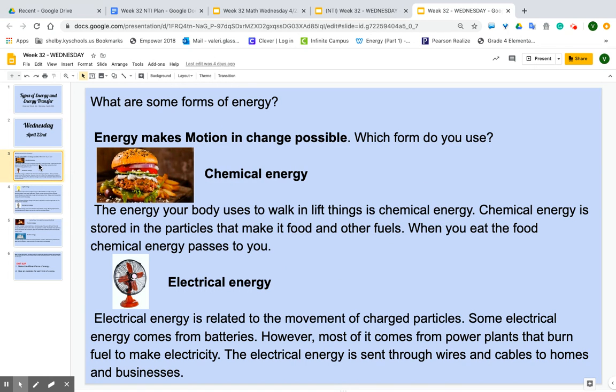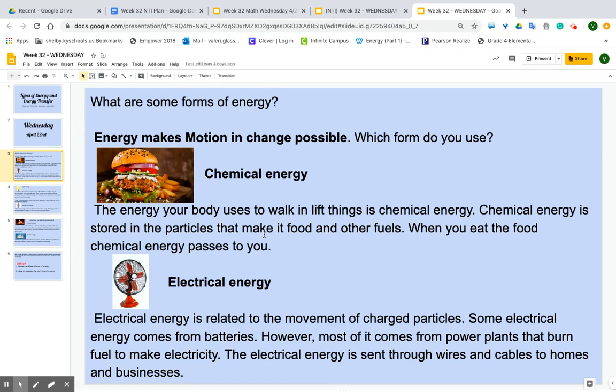And today you're going to be looking at different forms of energy, and you're going to read about 6 different forms. So on the first slide, you can see chemical energy, and it says the energy your body uses to walk and lift things is chemical energy. Chemical energy is stored in the particles that make up food and other fuels. When you eat the food, chemical energy passes to you.